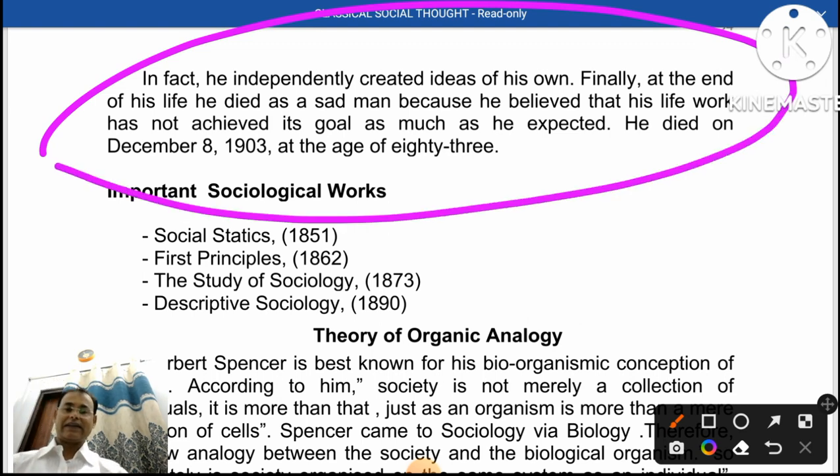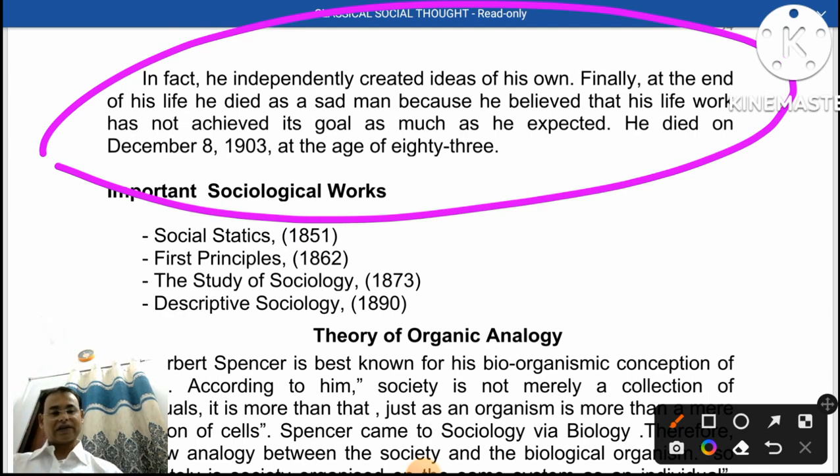So here is a very important thing. In fact, he independently created ideas of his own. Finally, at the end of his life, he died as a sad man because he believed that his life's work had not achieved its goal as much as he expected. He died on December 8, 1903 at the age of 83.